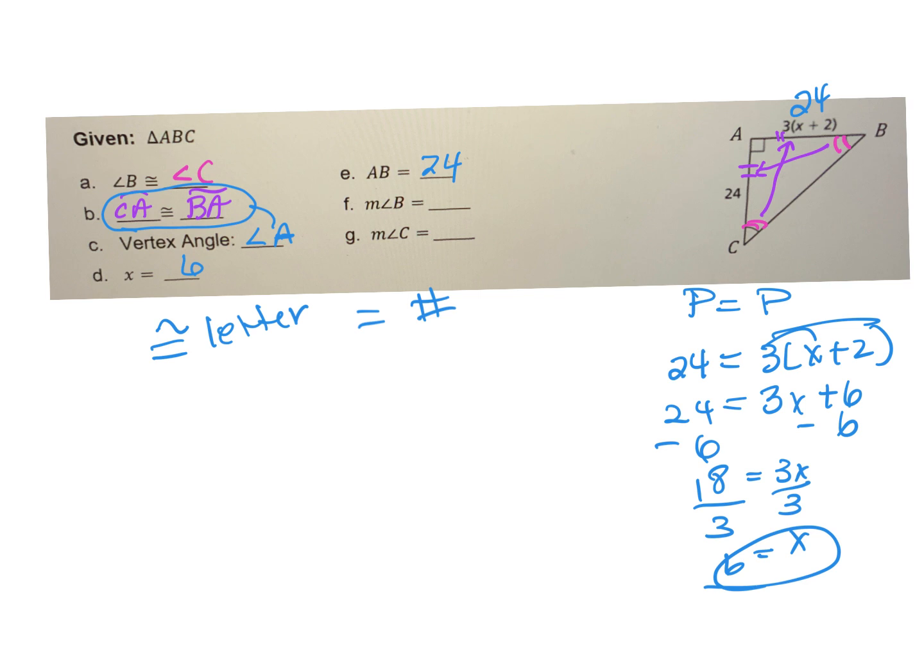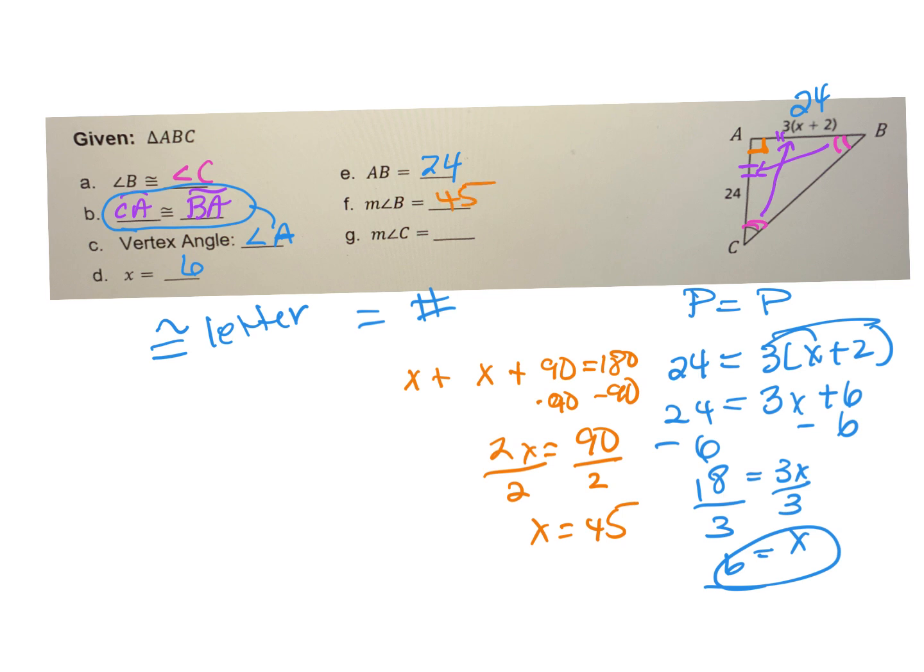The measure of angle B, we have to do a little bit of work there because we know that angle A is a 90-degree angle. Okay. So since this is a 90-degree angle, remember it's going to be part plus part plus part equals whole. So let's go ahead and subtract the 90 on both sides. And that gives you 2x equals 90. Divide both sides by 2, x equals 45. So angle B is 45 degrees. So if angle B is 45 degrees, then that means angle C is also 45 degrees.